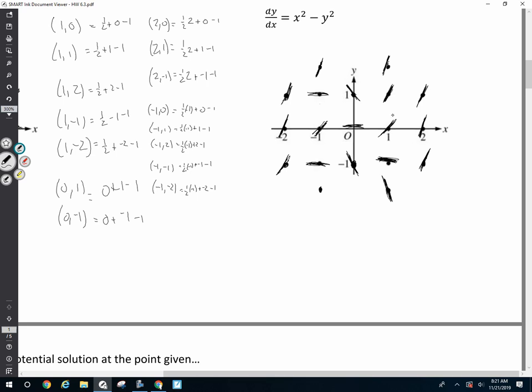Why did I put 1, 1 as 0? I'm all over the place here. 1, 1's going to be 0 as well. 0, 1 is going to be negative 1. This and this should be the same. 1, negative 2 would be 1 minus 4, negative. 1, positive 2 would be 1 minus 4. That should be a negative.